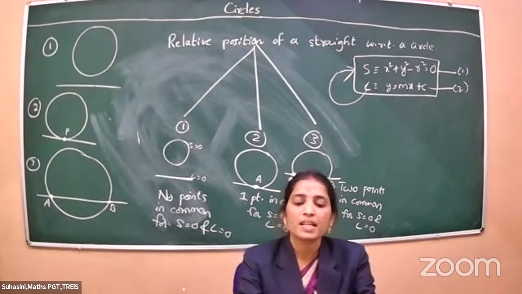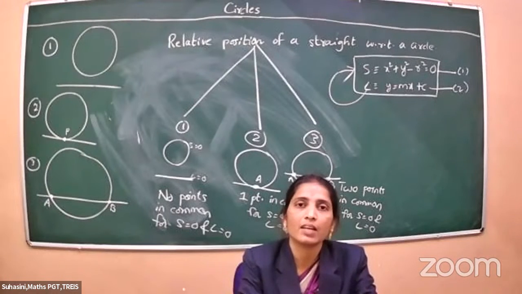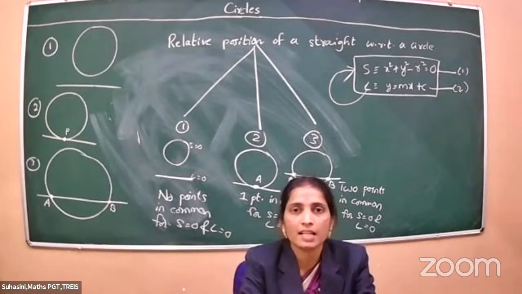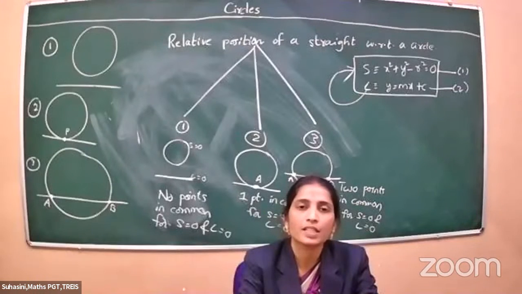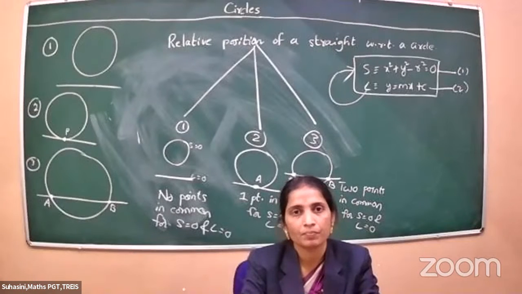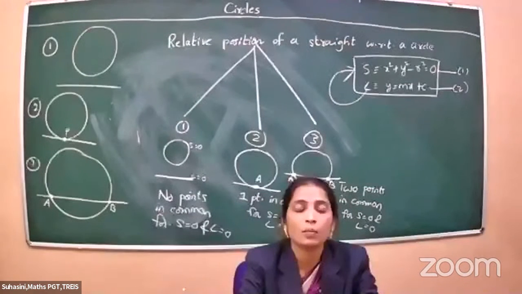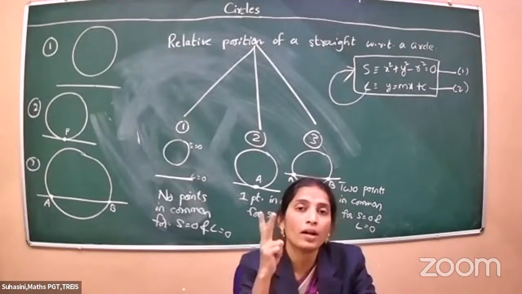Y equal to mx plus c should be substituted in the circle equation, expand and write it as a second degree equation and find the discriminant of the equation. If the discriminant is greater than 0, the roots are real and distinct, which means we will get 2 points in common.